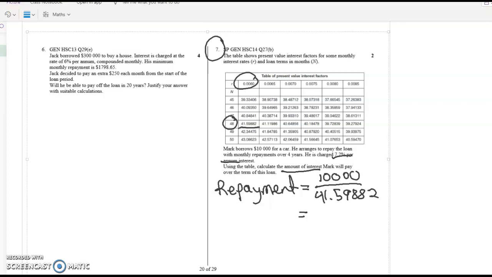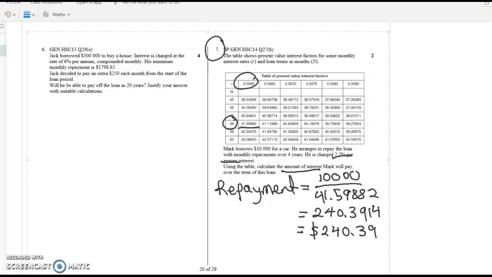Okay, and that gives us an answer of 240.39, and so that's going to be a monthly repayment amount of $240.39. Okay, so now we've got that, we can calculate the total amount paid and then find the interest.